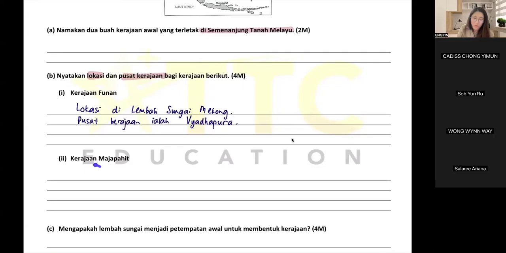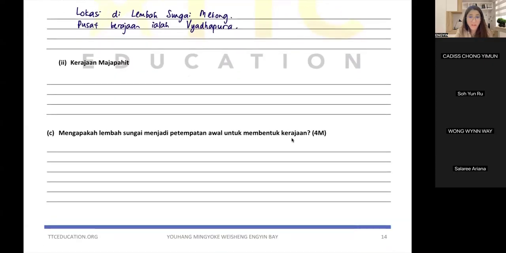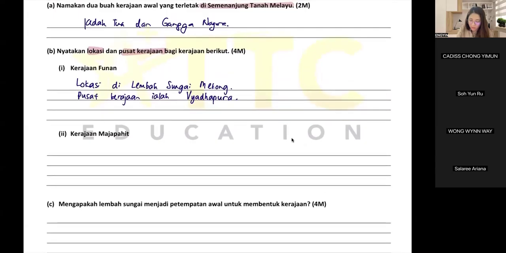Same thing goes to Majapahit. Just write something like that. This one you guys should know. West Malaysia, here we have Kedatuan and Ganga Negara. Sometimes they will ask you to list out the kingdoms, and then ask you the location, very random. So I also randomly picked one or two for you.